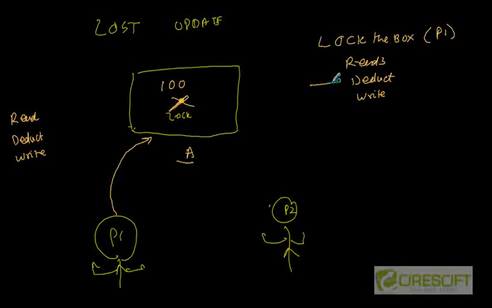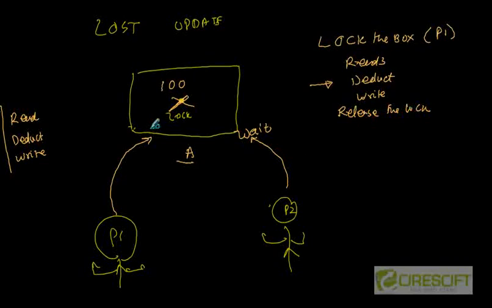While P1 is in this step of deducting, let's say P2 arrives there, because we tell both P1 and P2 to go on and do all these three steps, right? When P2 goes there, he cannot enter the box because somebody else has already locked it. So P2 is going to wait until P1 finishes read, deduct, write. After write, he is done, so he releases the lock.